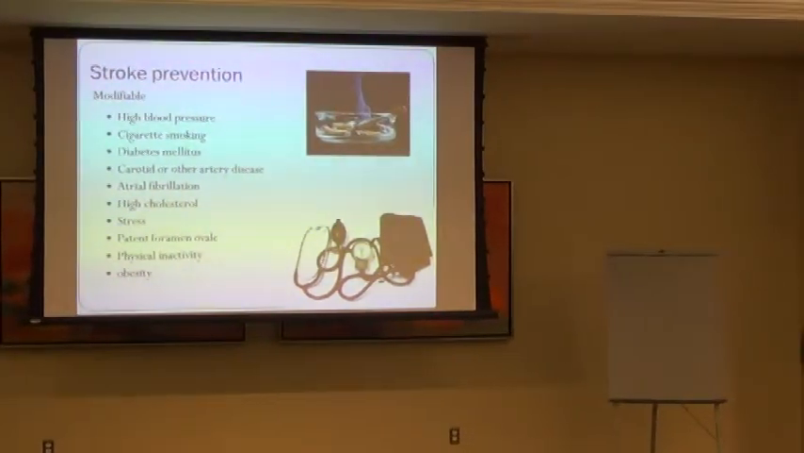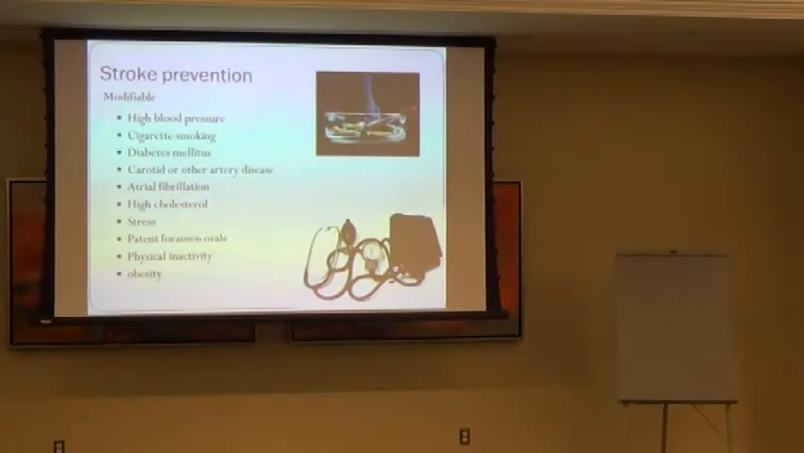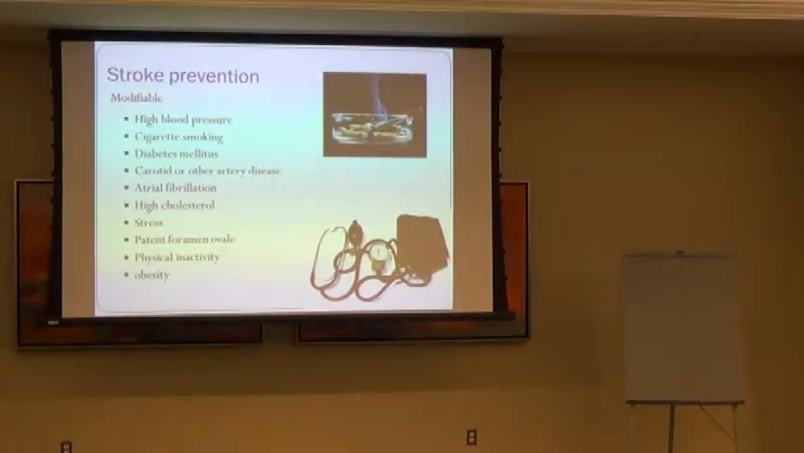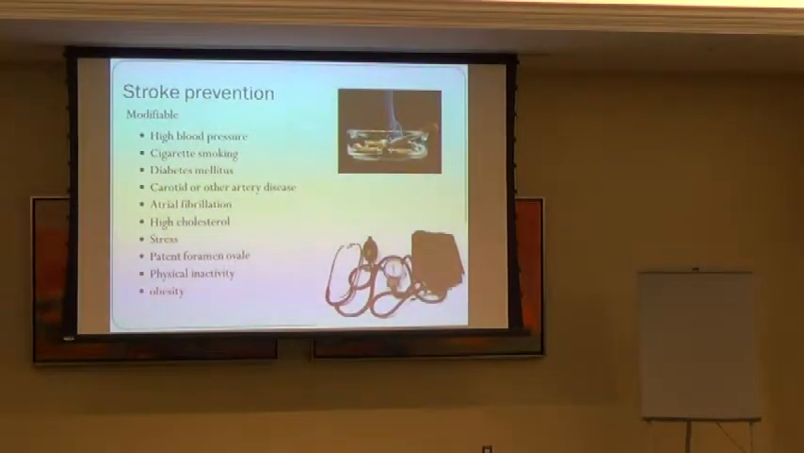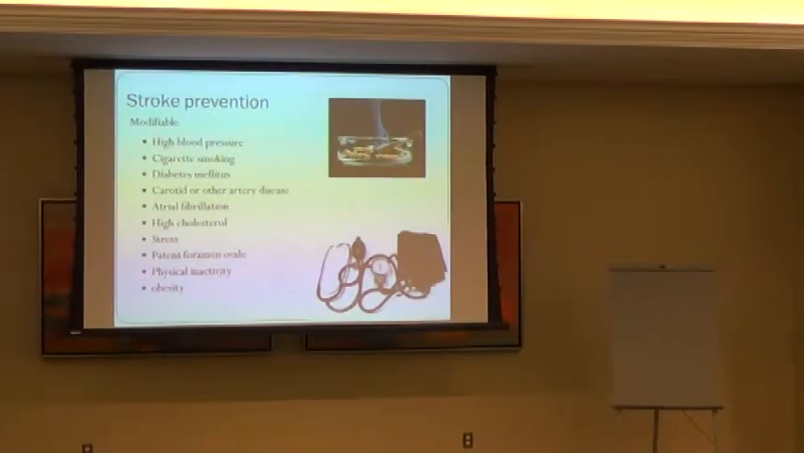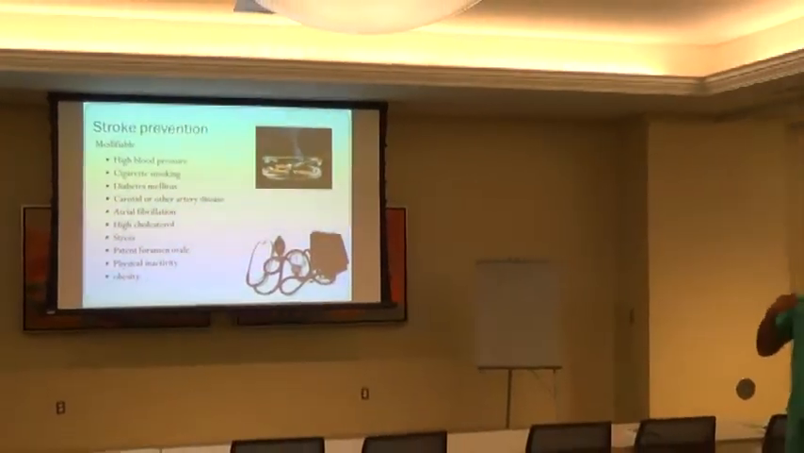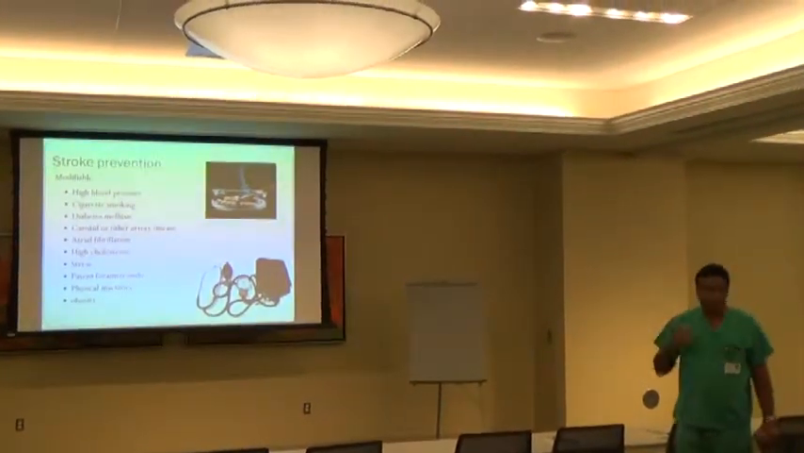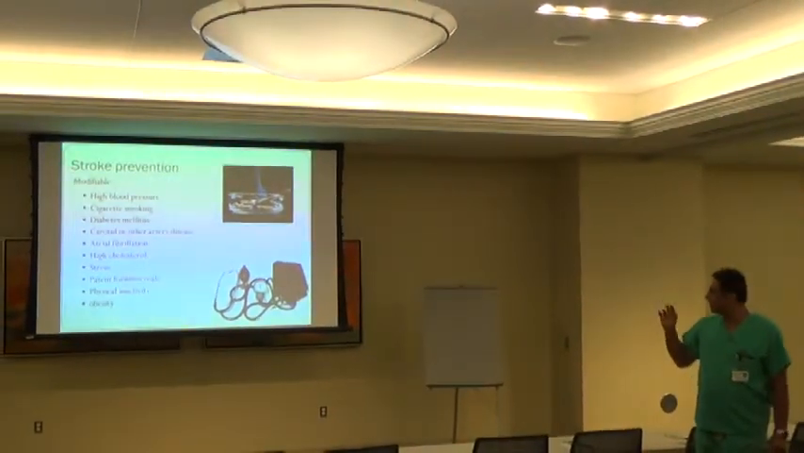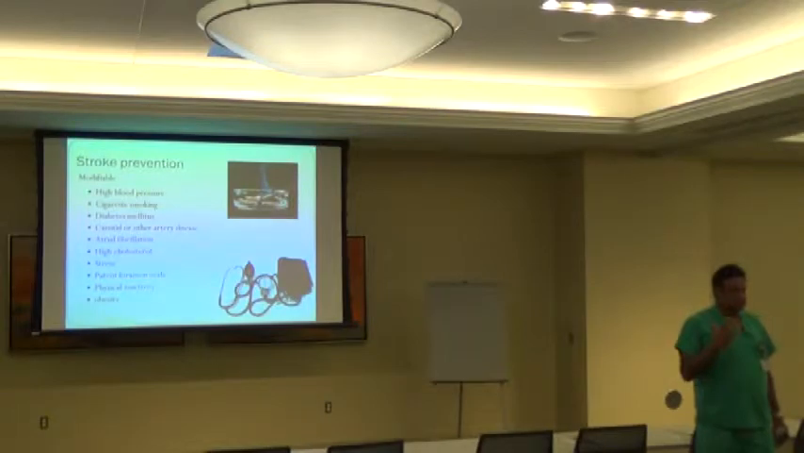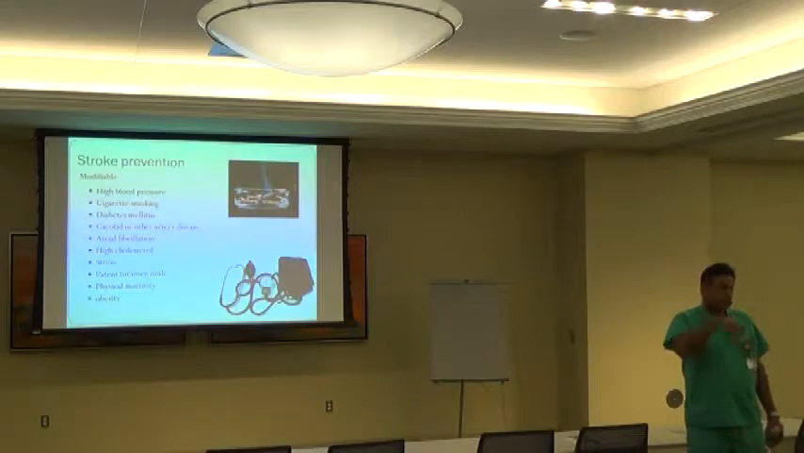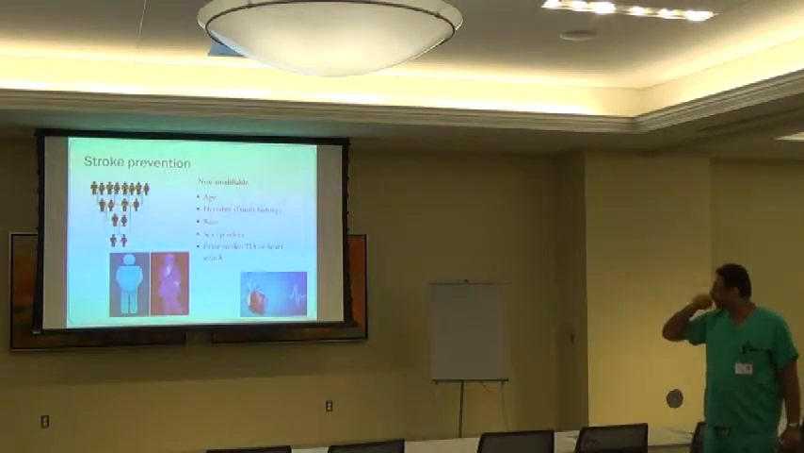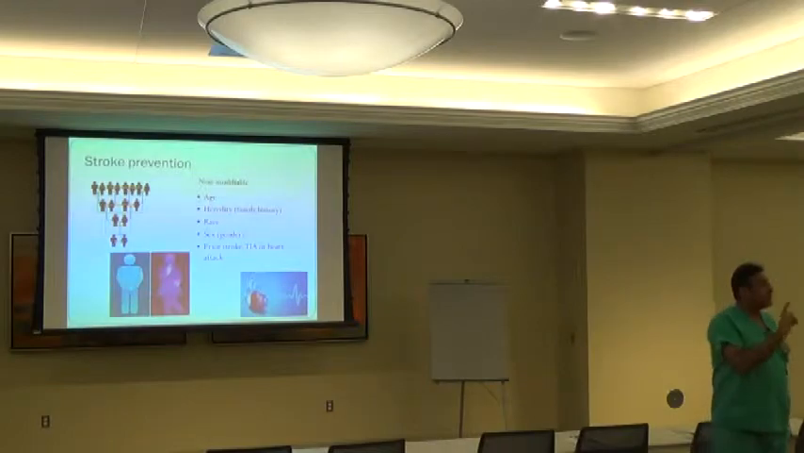All right, so these are the things you were asking questions about. To prevent a stroke, there are some modifiable things that you can do. You can change your lifestyle, control your high blood pressure, stop smoking, control your diabetes, and control the plaque in your carotid artery. If you have atrial fibrillation, you can take medications for it that will reduce the risk. Cholesterol. Stress doesn't cause stroke, but stress causes other things that could make your blood pressure go up, which could cause a stroke. PFO, which I talked about, and then physical inactivity. That's one of the most important.